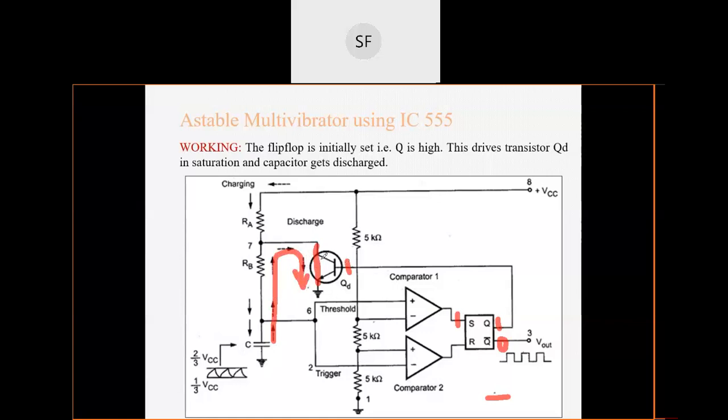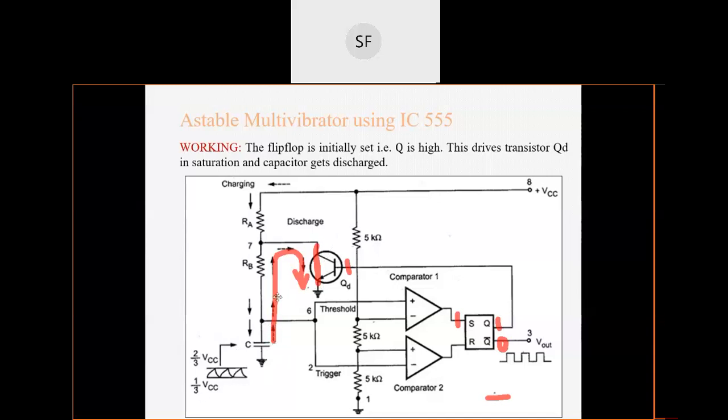As soon as this transistor becomes short circuited, it has formed one loop from ground to ground. Right? Initially there was no connection from ground to ground, so hence it was charging. But as soon as it has found the ground, then what will happen? The capacitor will now start discharging.